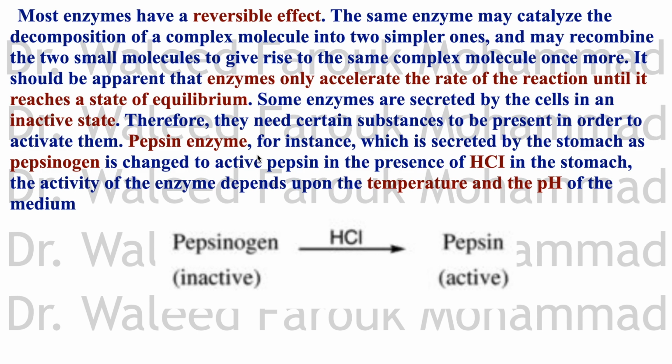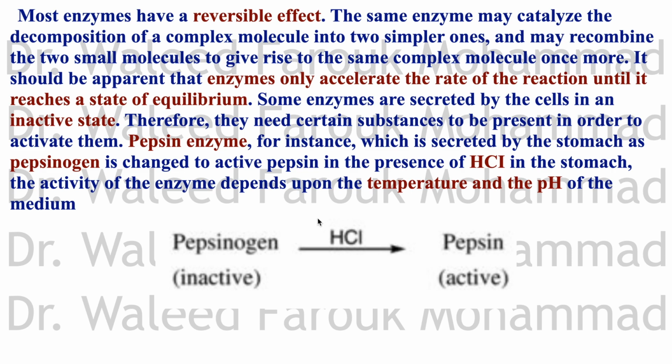Some enzymes are secreted by the cells in an inactive state, so they need an element that activates the enzyme, and the example here is pepsinogen, secreted by the stomach. Pepsinogen is the inactive form of pepsin, which is the enzyme we need to digest proteins. And the medium that activates pepsinogen into pepsin is HCl, present in abundance in the stomach, of course.